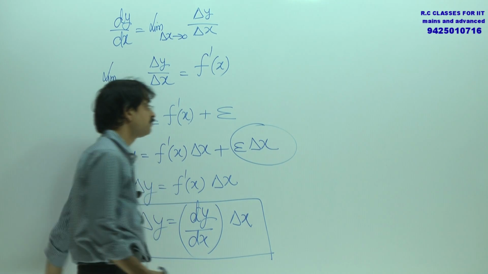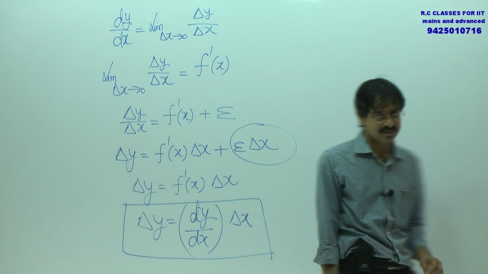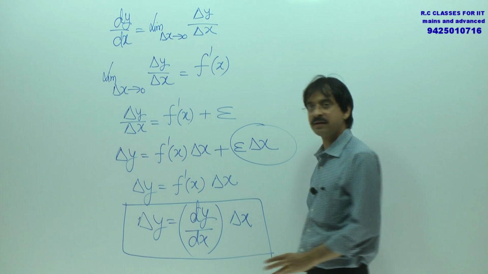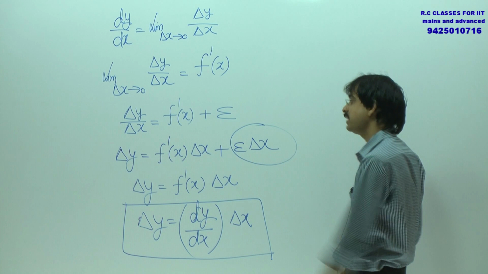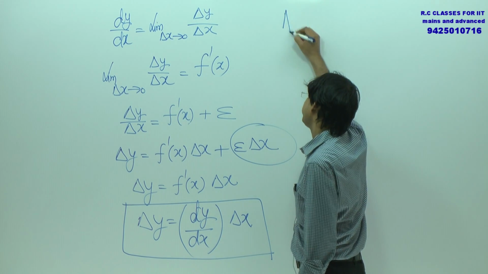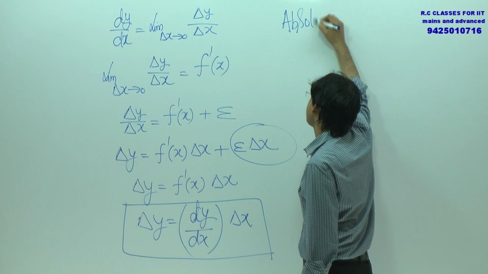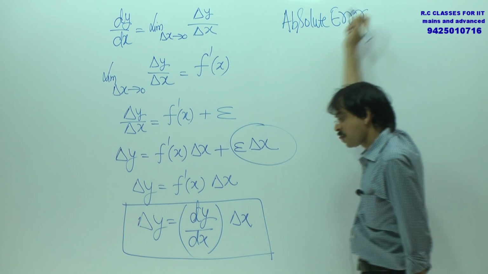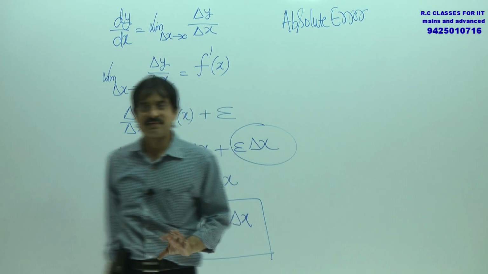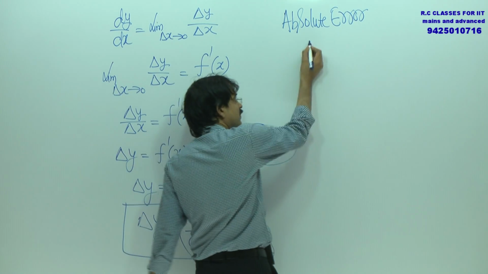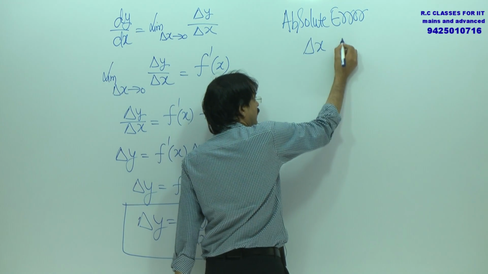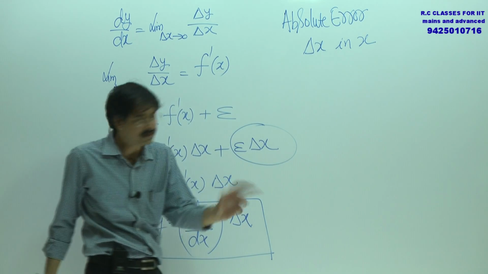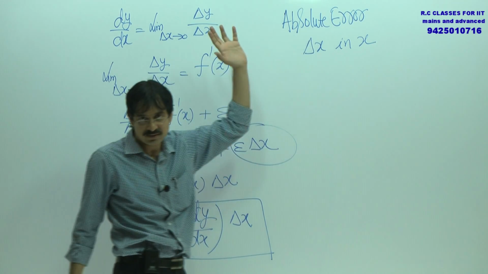Now at the same time, there are three terms in errors: absolute error, relative error, and percentage error, right? When we say absolute error, it is the change in x, which is delta x. So delta x in x is nothing but the absolute error there.